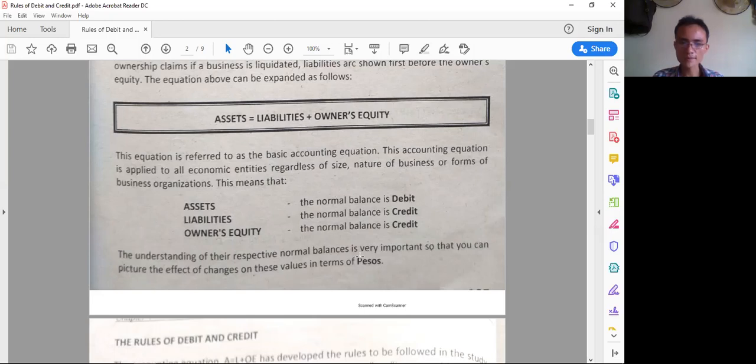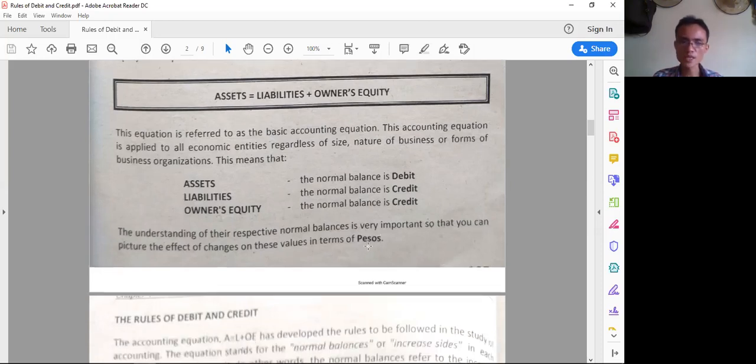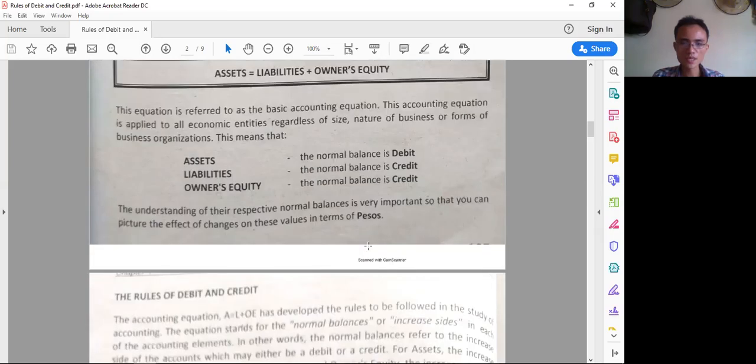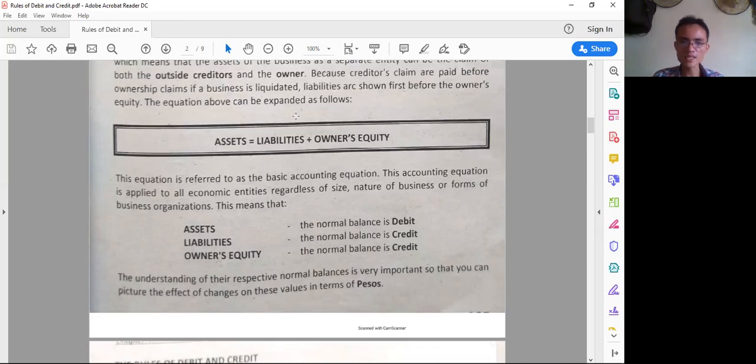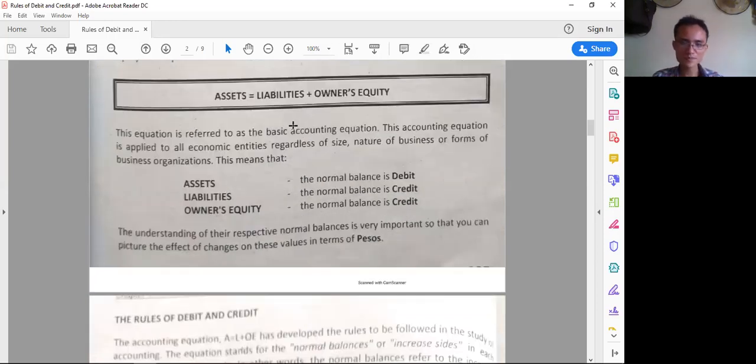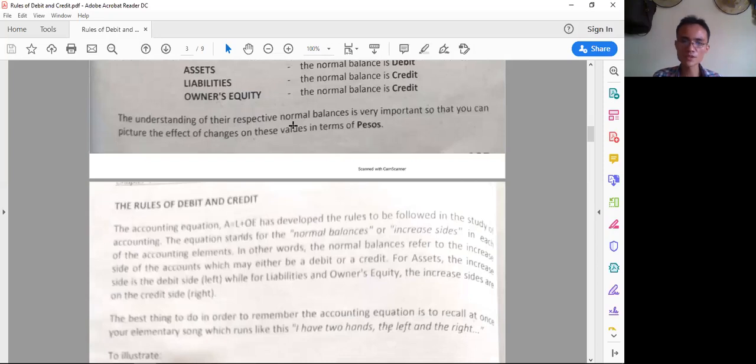Now take note that these are just placements. In real life, we will assign values in terms of pesos. Emphasis on Philippine pesos because we are living in the Philippines. Also take note again that these are normal balances and these are the placements on the basic accounting equation, but it doesn't mean that the three accounts cannot be placed on the other side. They can also be placed. You will know that later on.